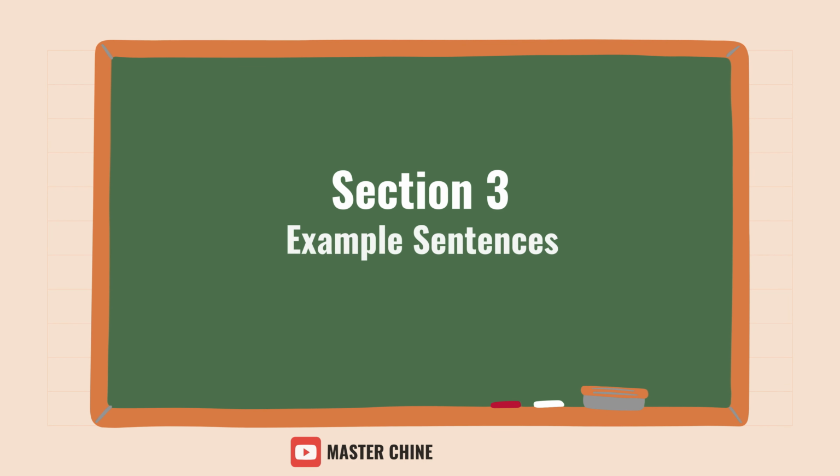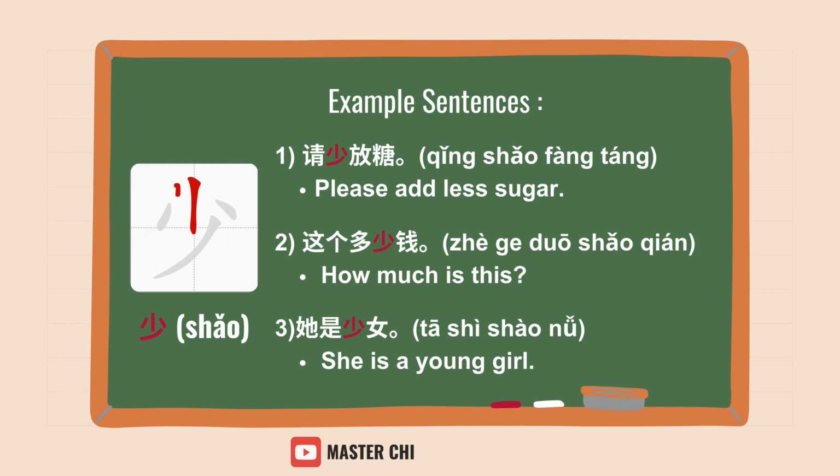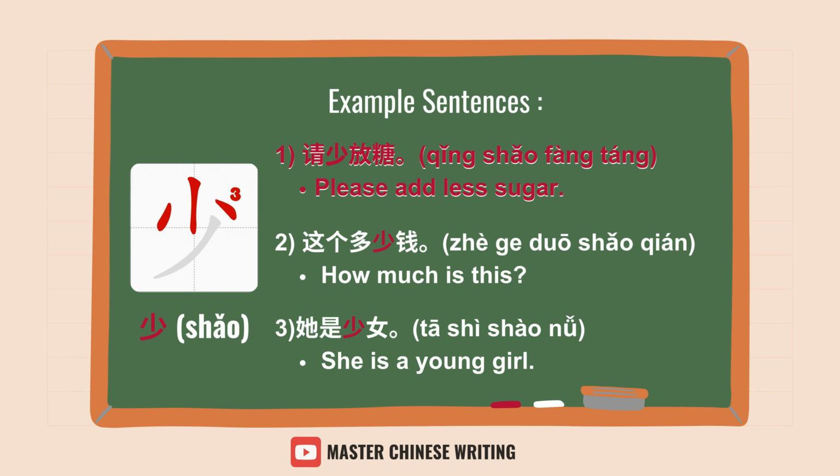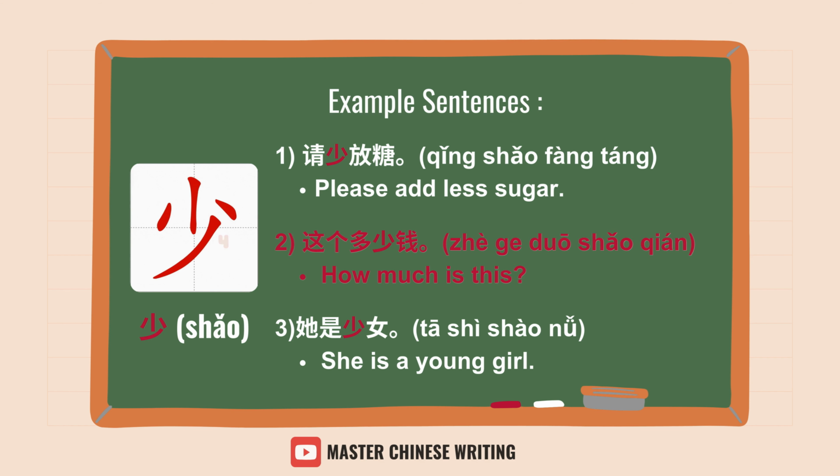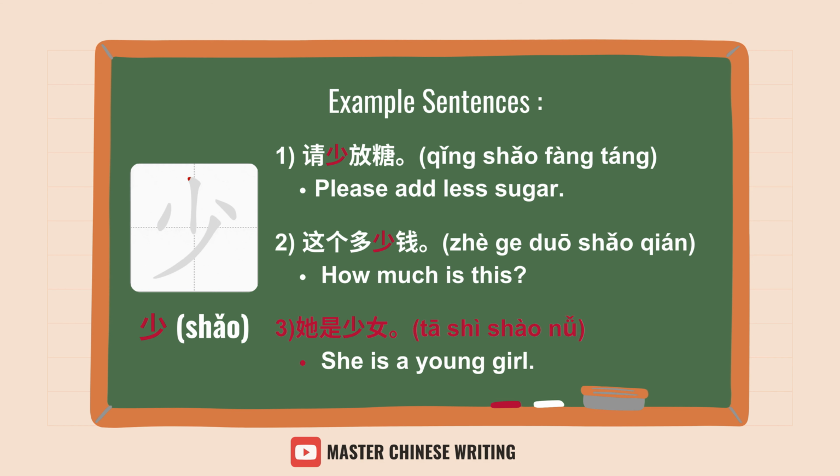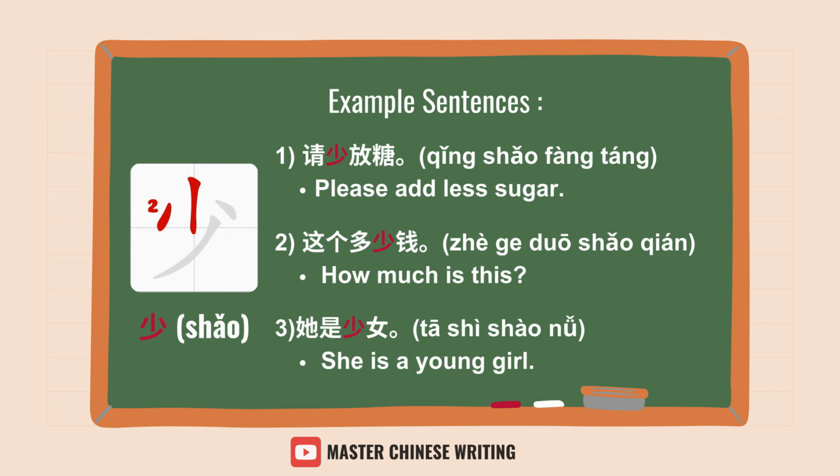Section 3. Example sentences. 请少放糖, please add less sugar. 这个多少钱, how much is this? 她是少女, she is a young girl.